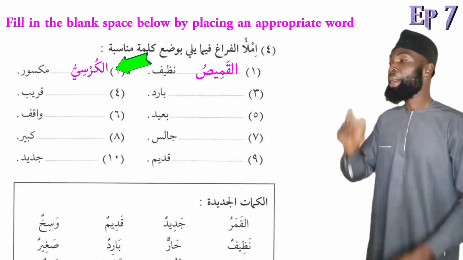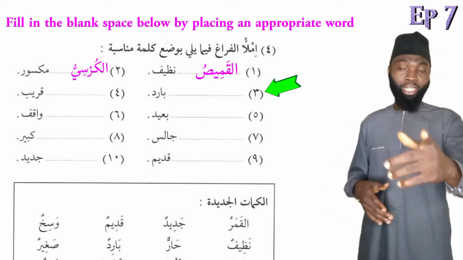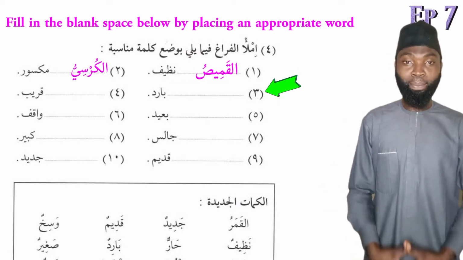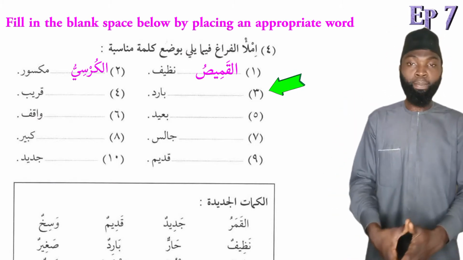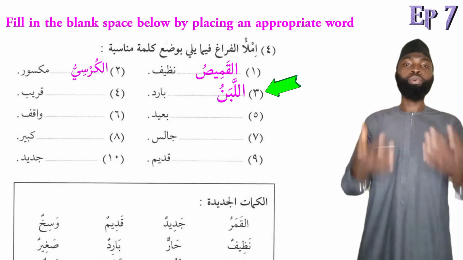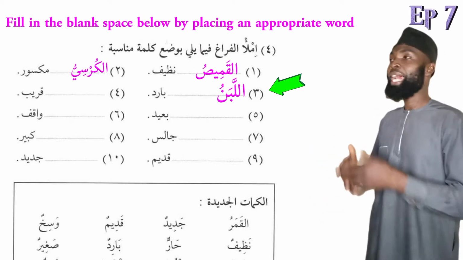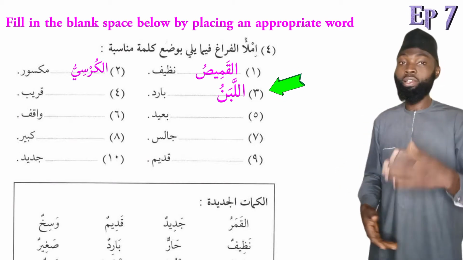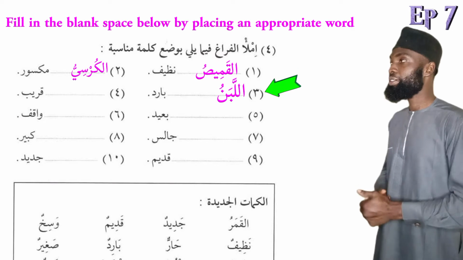Number 3, we have baridun. Baridun is the opposite of harun. Baridun means cold. So dash is cold. What is cold? You can simply say al-labanu baridun. The milk is cold. You can also say al-ma'u baridun. The water is cold. Let's move on to the fourth.